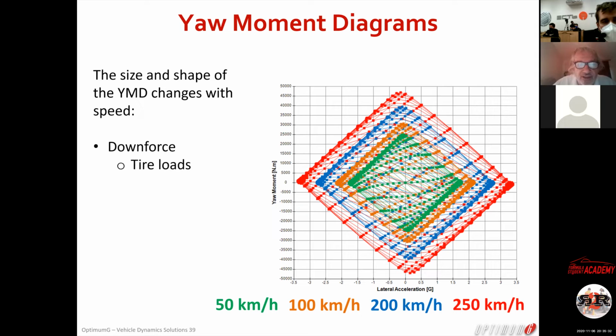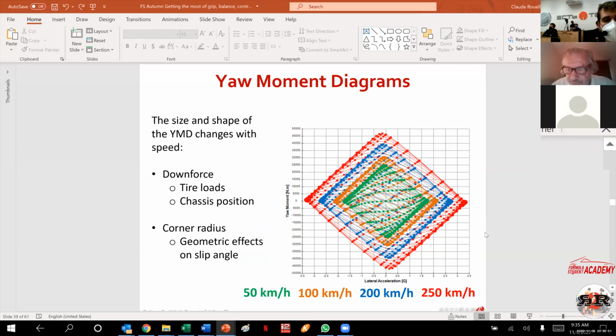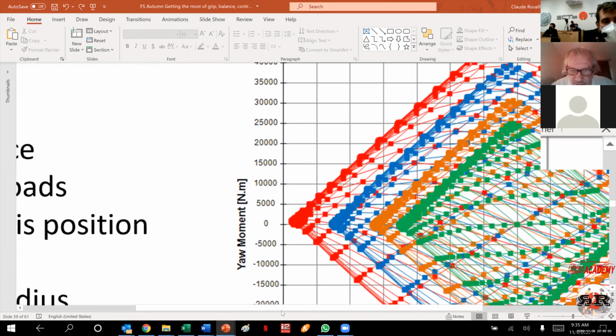Why is it that you change that? Well, you have speed, so you have downforce, and you remember that the downforce is a function of the square of the speed. And then it's going to give you a different yaw moment versus lateral acceleration. Now, you don't see that, but I'm going to do this here, and I'm going to go there.